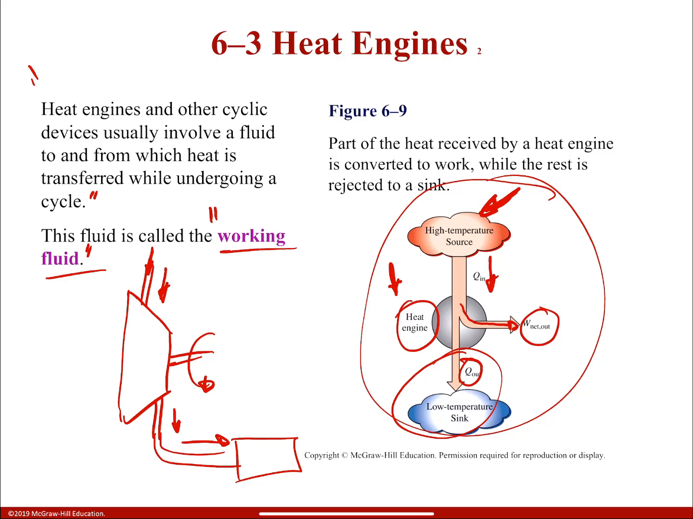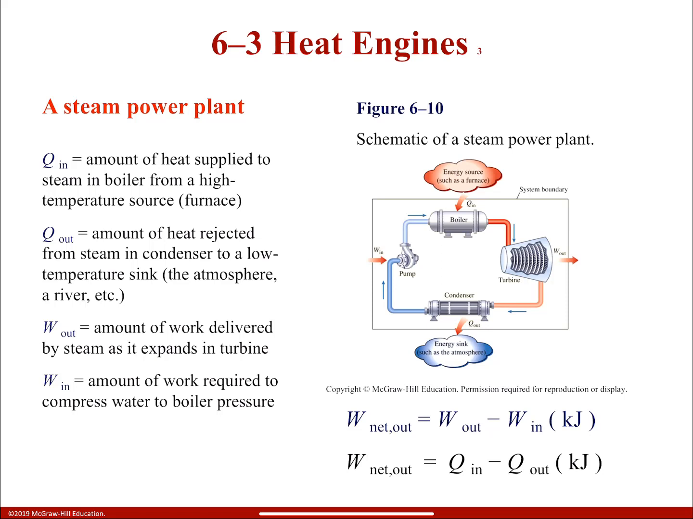If you take a look at a regular steam power plant, we have a boiler, a pump, a condenser, and a turbine. I just wanted to remind you that we defined each one of these components in chapter number 5. If you didn't review the video, I recommend you go and do it, because that's the base information to understand what we're studying right now. So this is the schematic of a steam power plant.